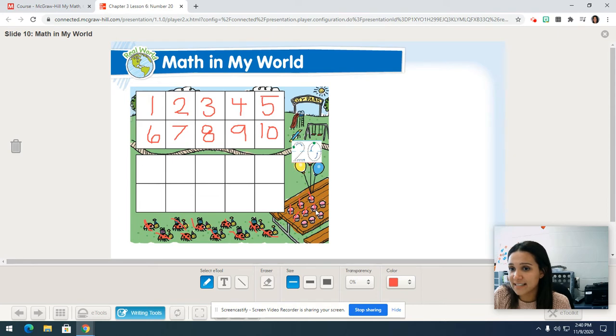1, 2, 3, 4, 5. 6, 7, 8, 9, 10. We have 10 cupcakes. All right, boys and girls, now I want to color in how many blocks we have of cupcakes. So I'm going to grab my crayon. Help me color in 10 blocks for the cupcakes.